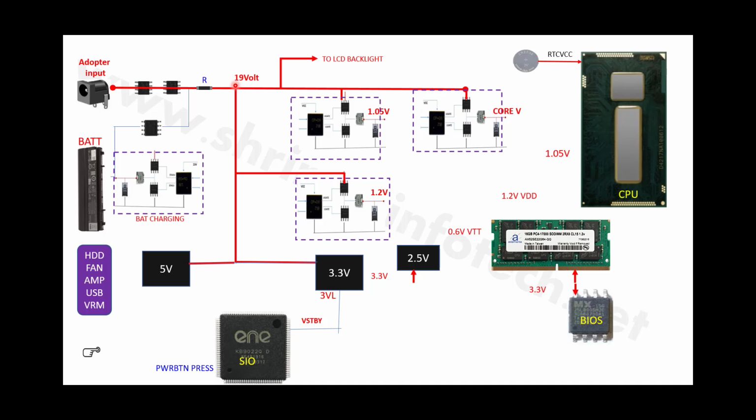The role of the current sensing resistor is to sense the current and inform the battery charging chips how much current is flowing in the circuit. After that, this voltage goes to the different buck converters, like 1.25, then 3.3, 2.5, CPU core 1.8, and the backlight also.